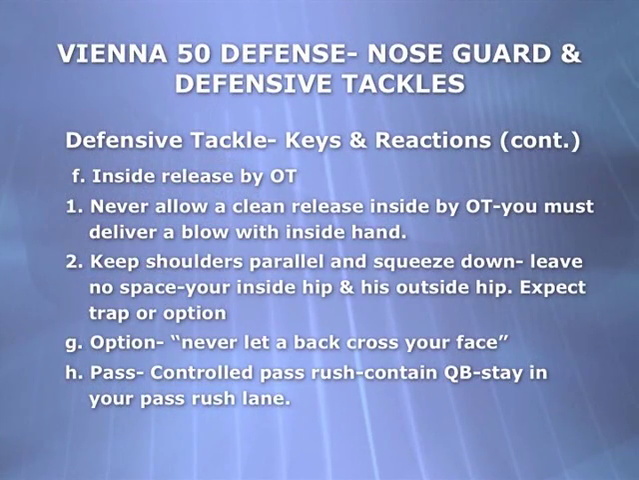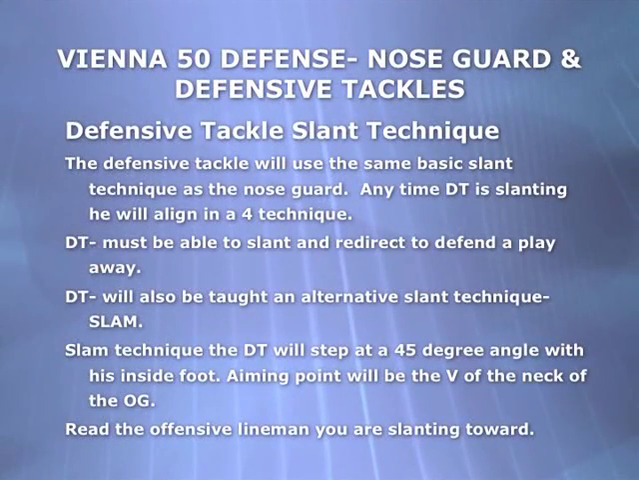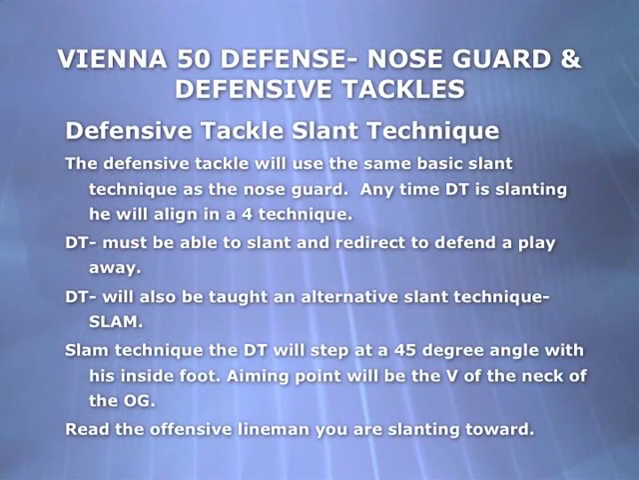Pass rush, controlled pass rush, stay in your passing lane. Slant technique. The defensive tackle will use the same basic slant technique that the nose guard used. Anytime our D tackle is slanting, he'll line up in a 4 technique. The offensive lineman assumes that we're slanting, but we will stem before the ball is snapped back to a 5 technique. But we do not try to have our D tackles slant to a B gap from a 5 technique. I know some people can, we just do not teach that.